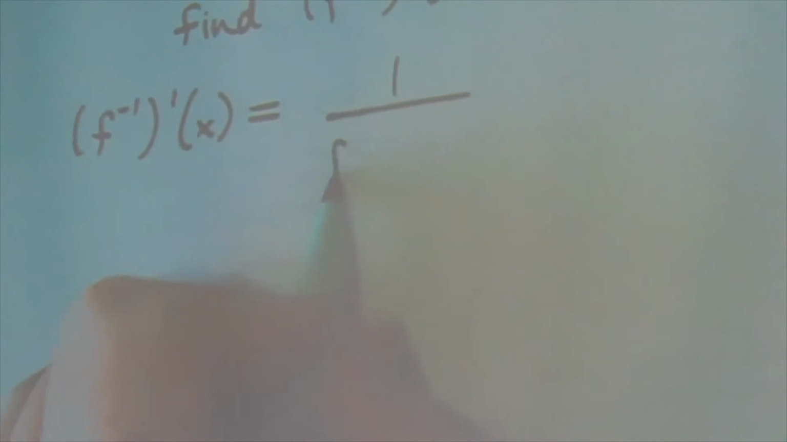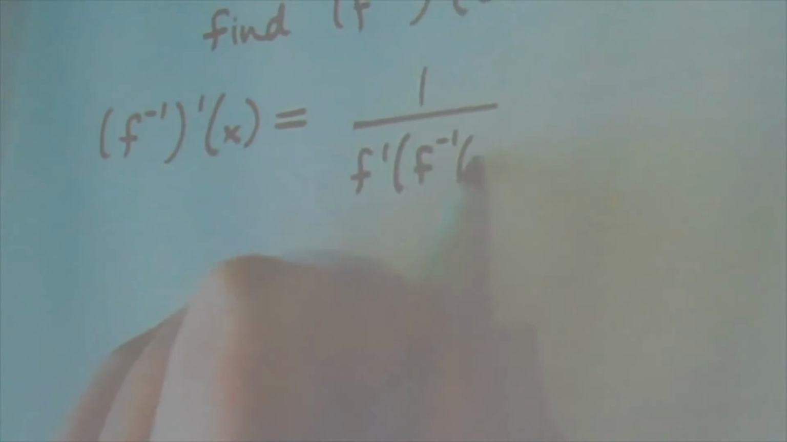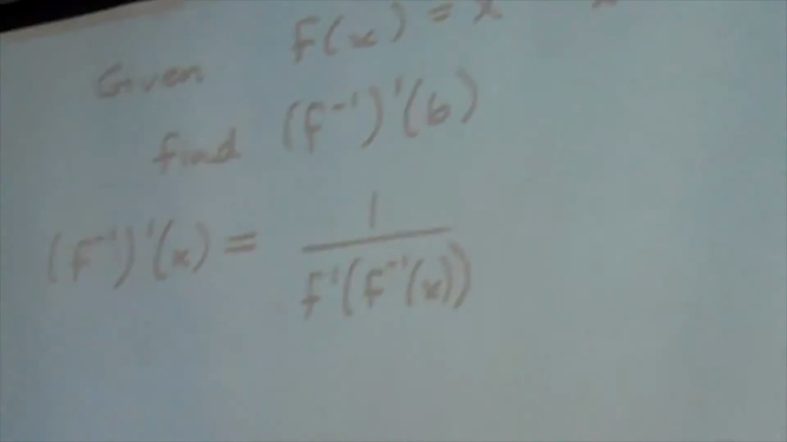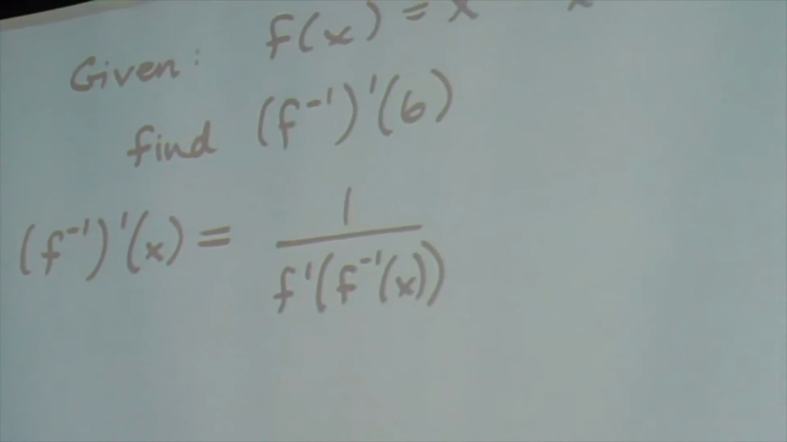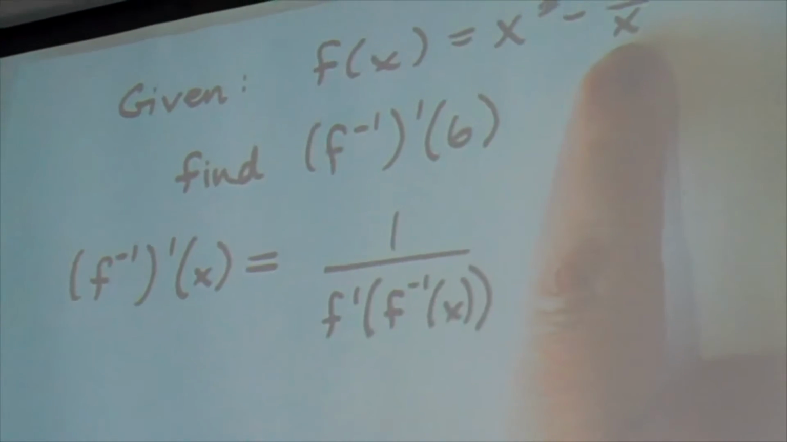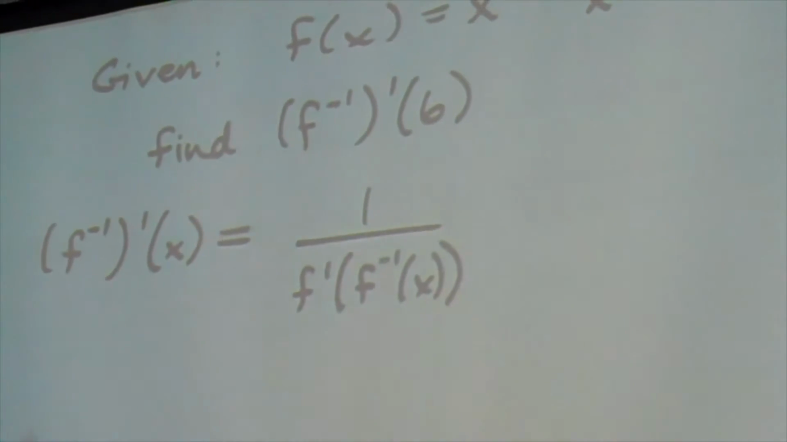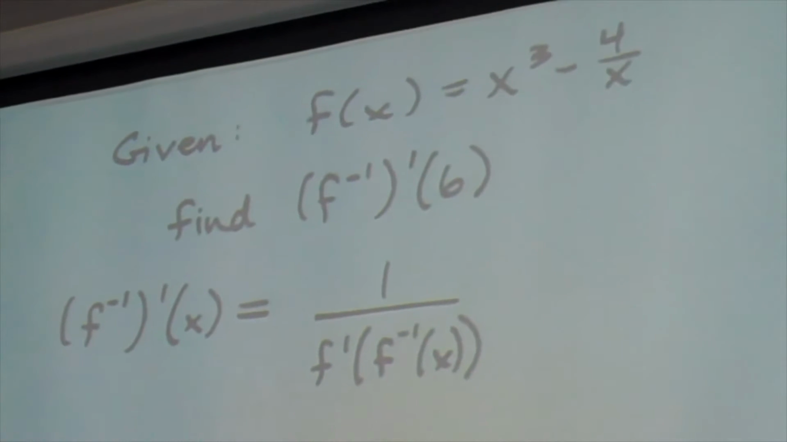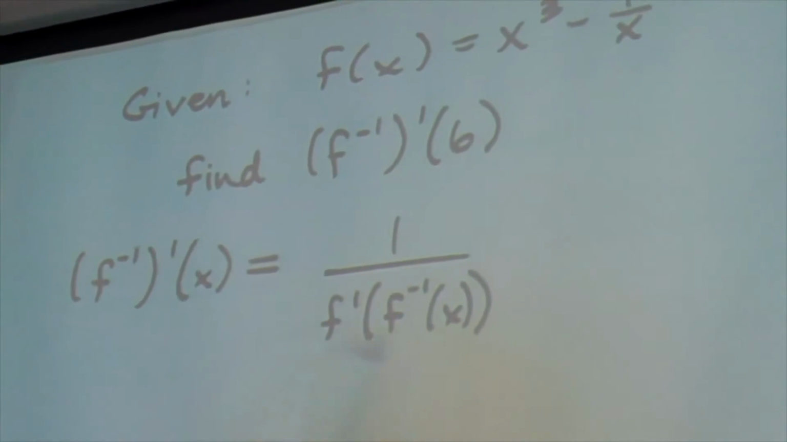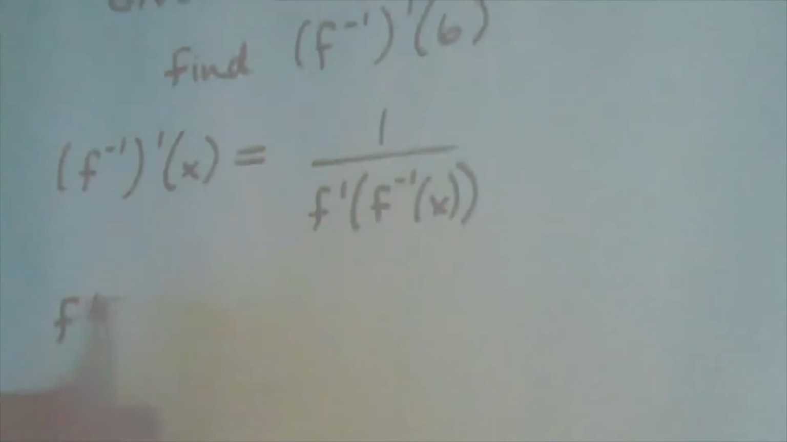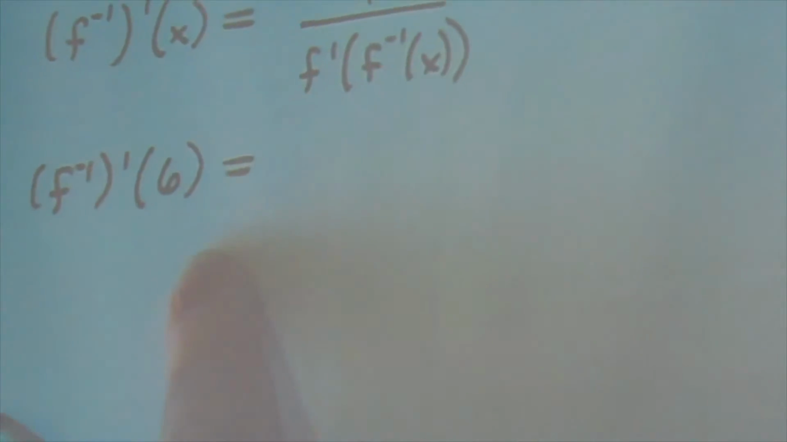Over f prime of f inverse of x. Okay, can I solve for y or x in this equation? Can I find f inverse? Is that going to be easy to find? No. So let's just use the formula. What I like to do, and I think this is helpful for those people that need to see things, is write the formula down and then rewrite the problem again. We're trying to find f inverse prime of 6, so let's rewrite it with the number in the parentheses. So that's 1 over f prime of f inverse of 6.